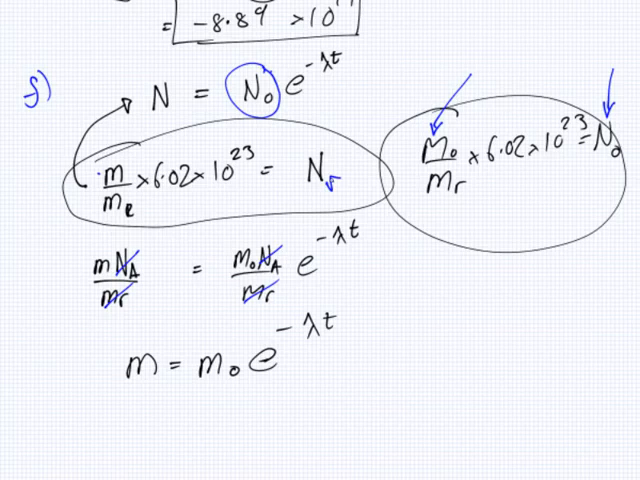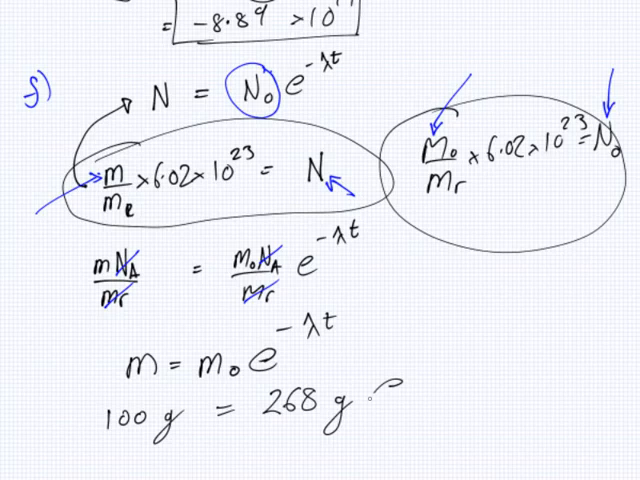If this is the number of particles at the start, then this is the mass at the start. And if this is the number of particles at time t, then this is the mass at time t. It's a way to avoid having to convert my 100 grams into atoms. So here is 100 grams.